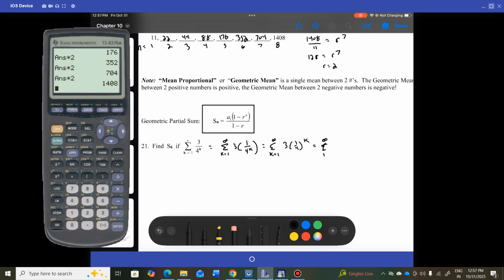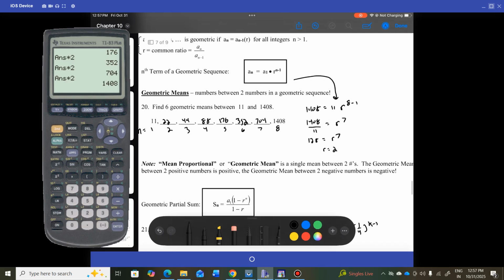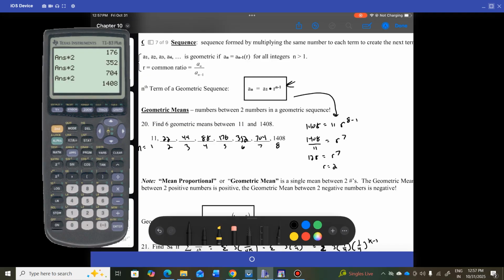My summation signs are getting bad. 3. Now I'm going to write this as 1 over 4 times 1 over 4 to the k minus 1. Right, so I took one of those away from the 1/4 to the k. This way I have that k minus 1, which is what we need for this geometric sequence.